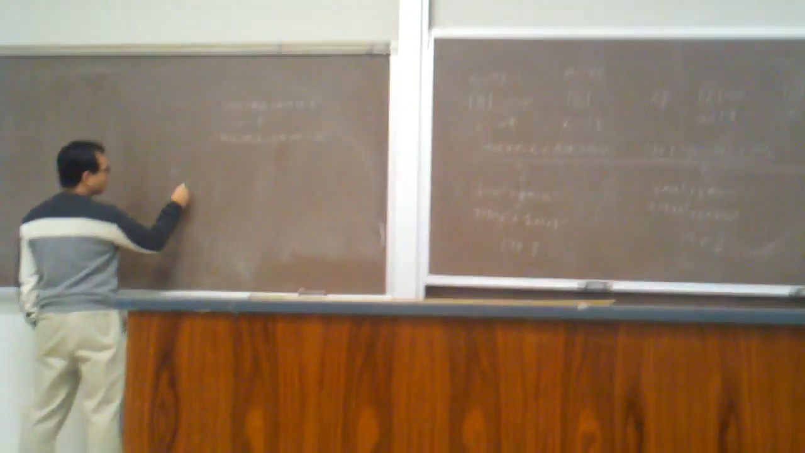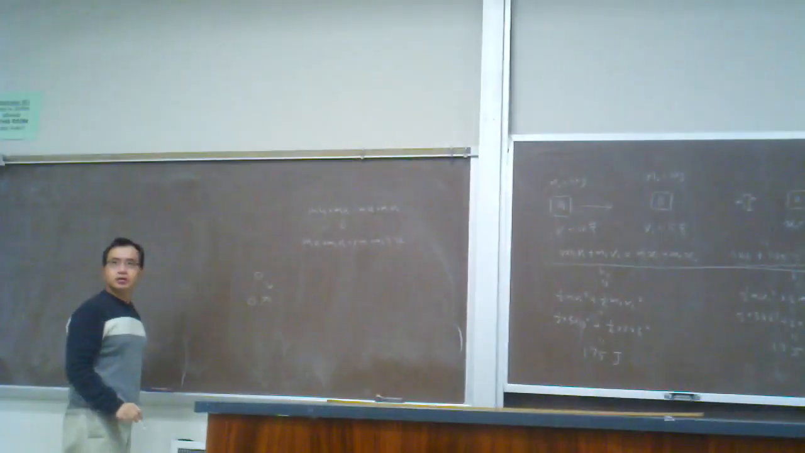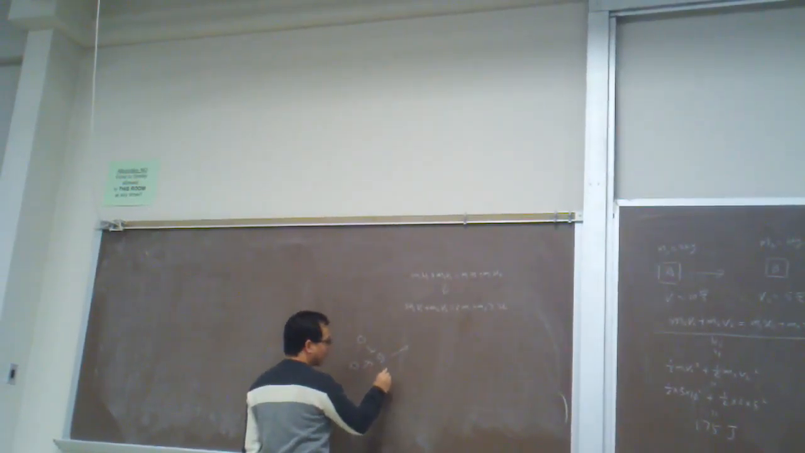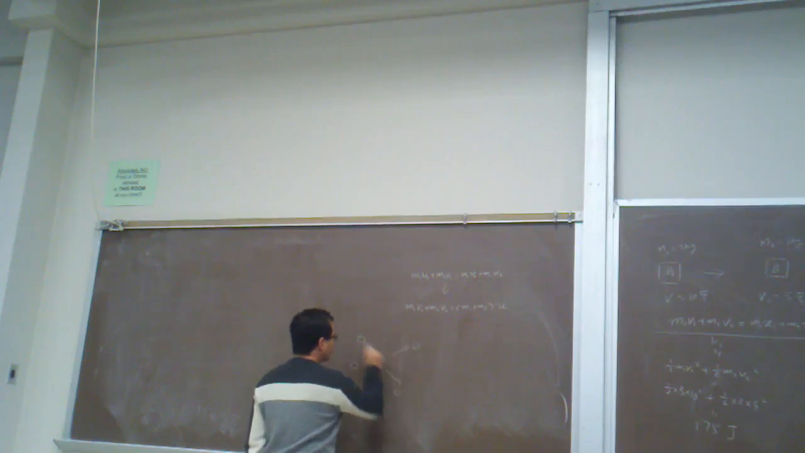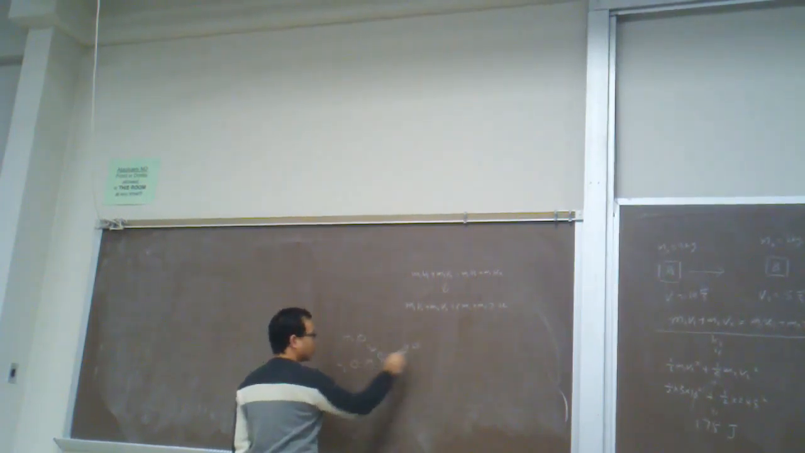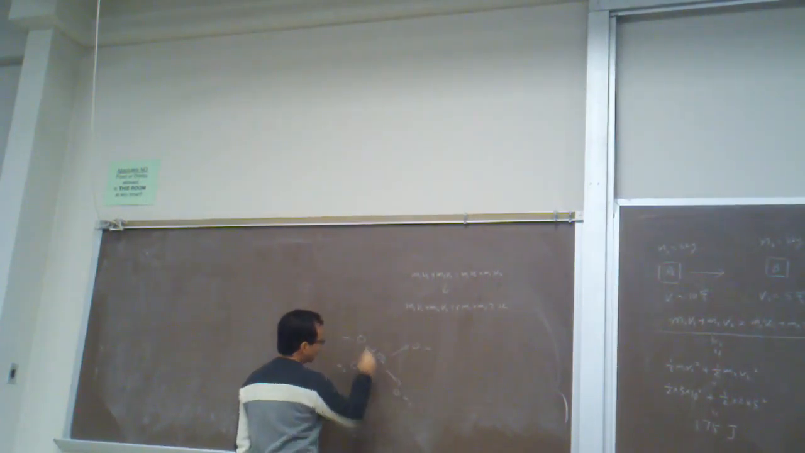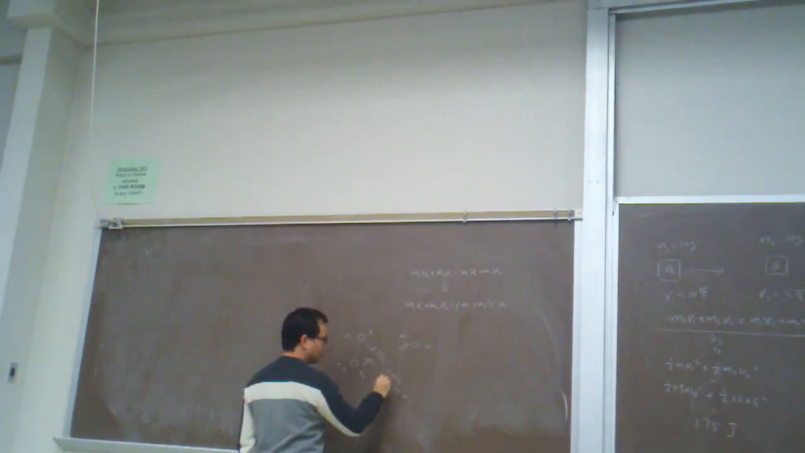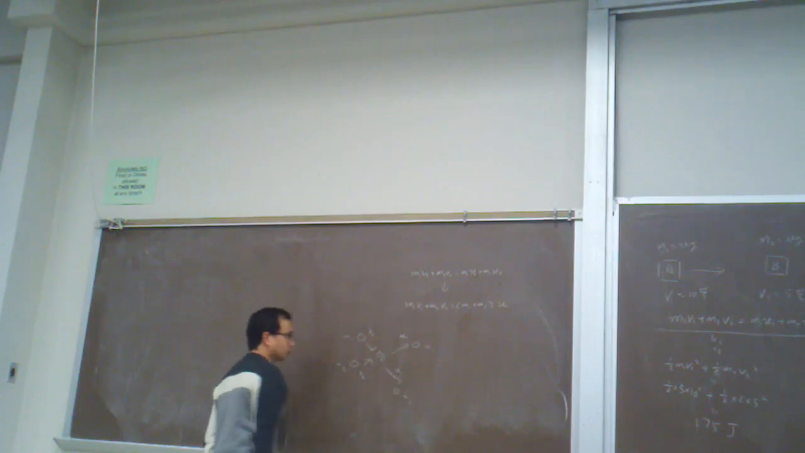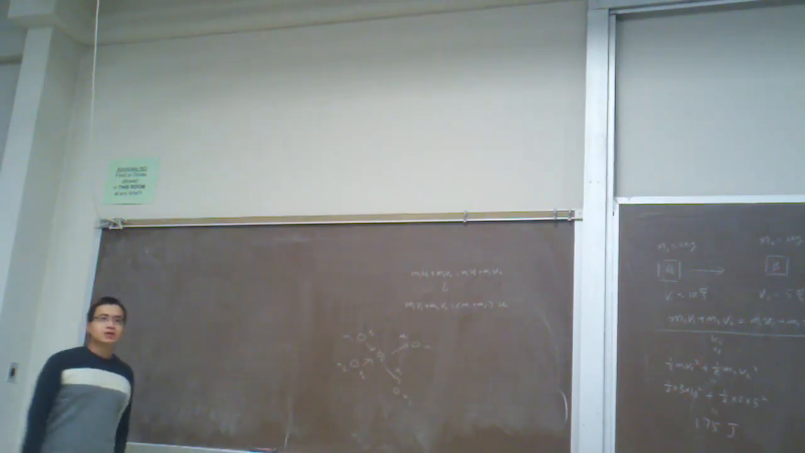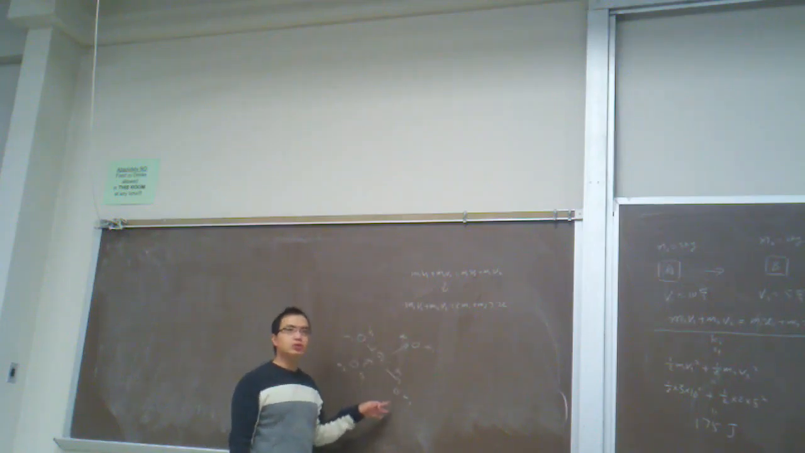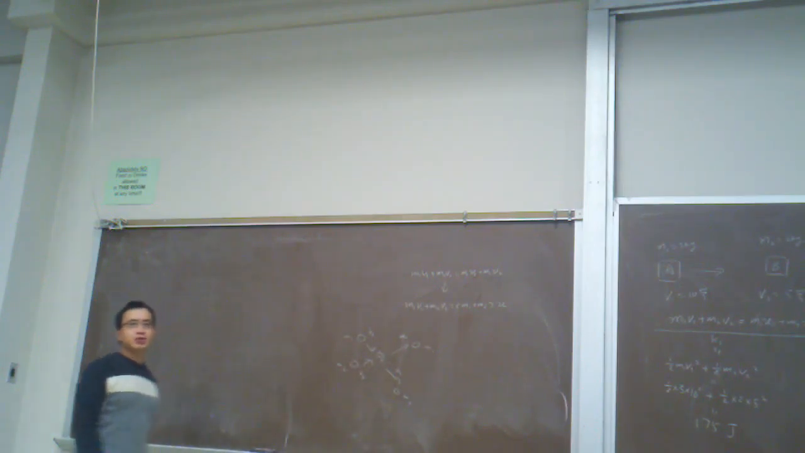So for example, if you have two objects moving in different directions, after the collision, they may move like this. Okay, so this is m1, m2, m1, m2. So you have v1, v2, u1, u2. But for two-dimensional collision, these velocities v1, v2, u1, u2 are not in the same direction.